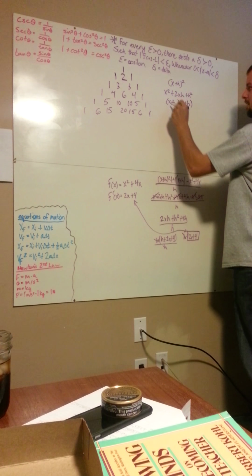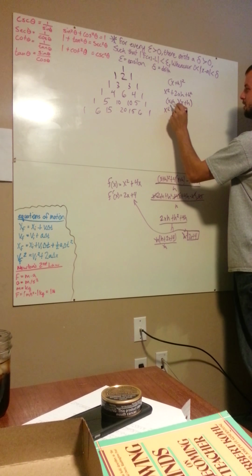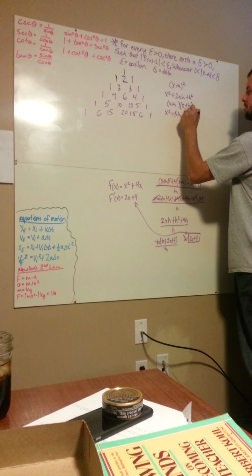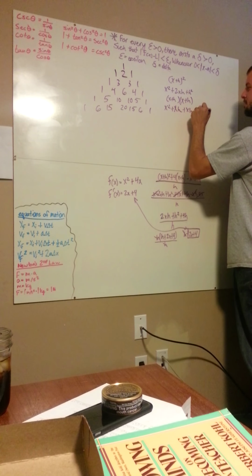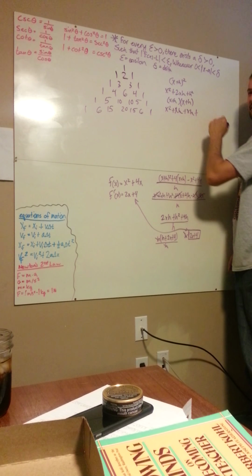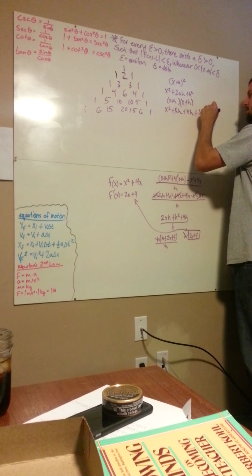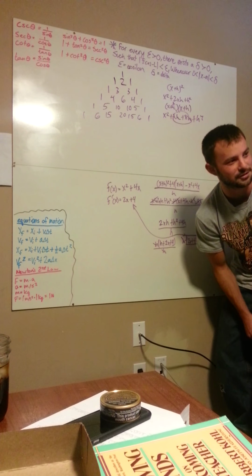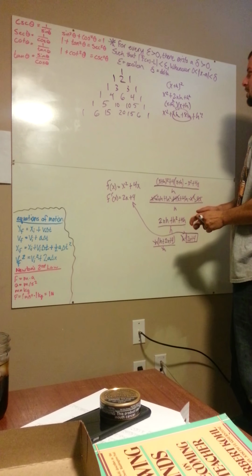X times x is x squared, x times h, plus x times h, plus h squared. You guys remember the FOIL? First, outside, inside, last. You come up with h squared, you combine these two, and get 2xh. So that's how we came up with that answer for an x plus h quantity squared.